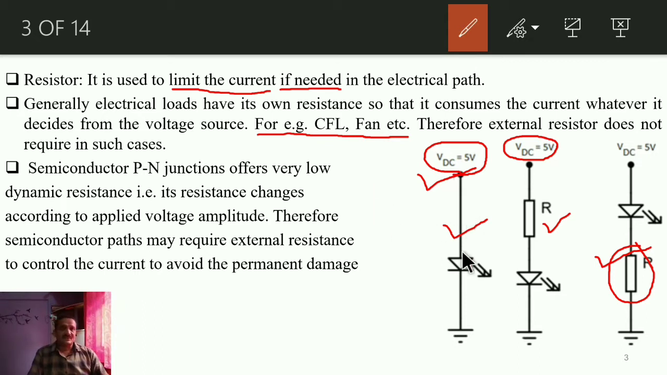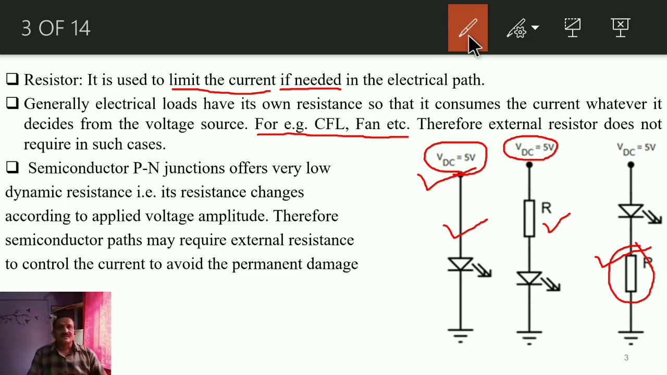But in the case of semiconductor devices, as they offer very low forward resistance whenever they get turned on, there may be a need of current limiting, and accordingly that resistor is to be selected. That's why I prefer the words if needed. In detail we can discuss later on.